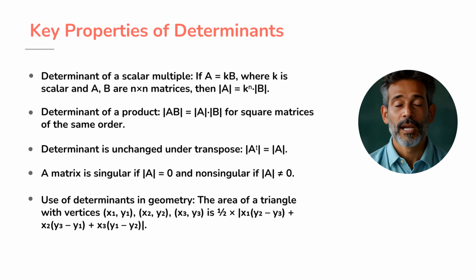Finally, in geometry, the area of a triangle with vertices (x1, y1), (x2, y2), and (x3, y3) is half times mod of x1 times (y2 minus y3) plus x2 times (y3 minus y1) plus x3 times (y1 minus y2). This triangle area formula can actually be written neatly as a determinant, showing the deep connection between algebra and geometry.